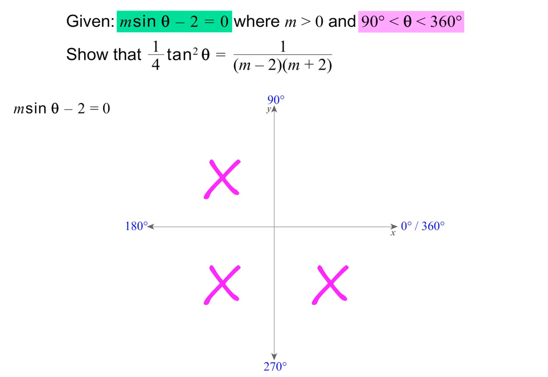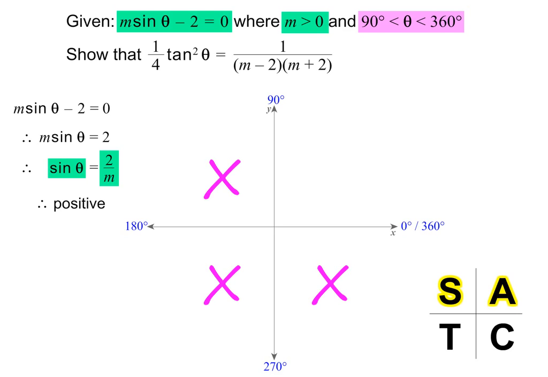For the other condition, we need to do a bit of work. We begin by adding 2 to both sides. Then we divide both sides by m to get sine theta on its own on one side. This means that sine theta must be positive, because we are also told that m is positive. According to the cast diagram, sine is positive in the first and second quadrants. Let's again use crosses to indicate this on the sketch. This means that angle theta lies in quadrant 2.